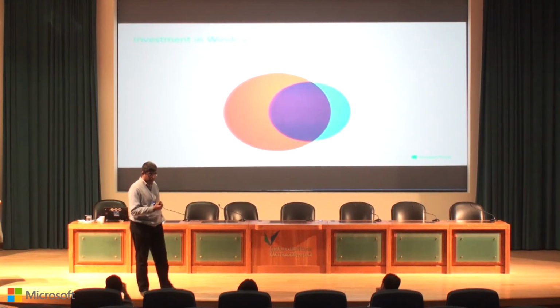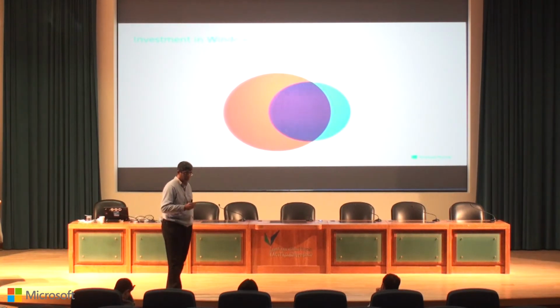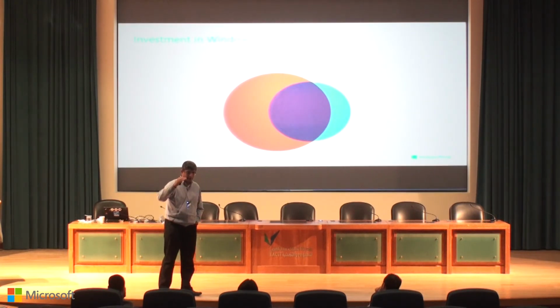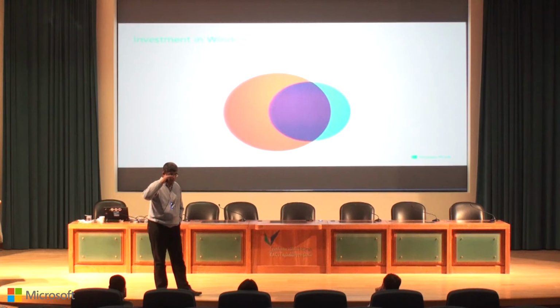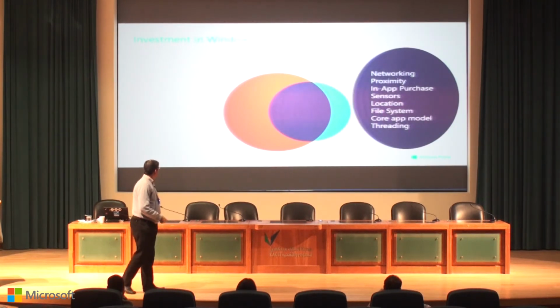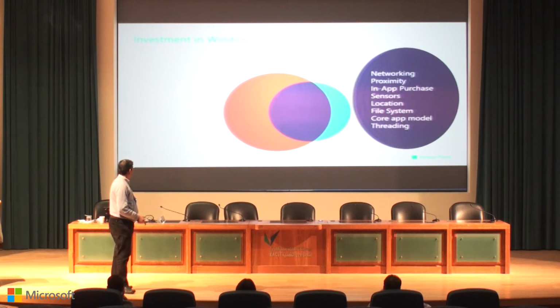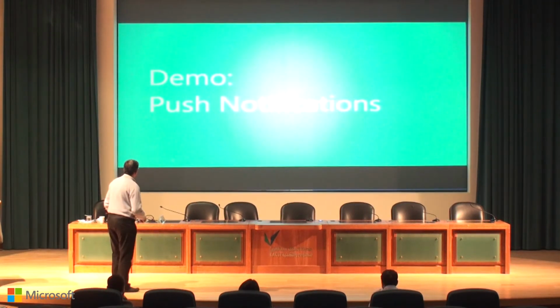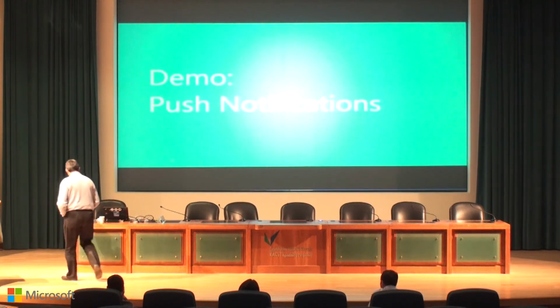So you could use these as the common layer when we are doing development and put them in the portable class library so that we can create a single code set that can then be used across the two devices. Clear? And these include networking, proximity, in-app purchase, sensors, all of these. So this is not notifications.